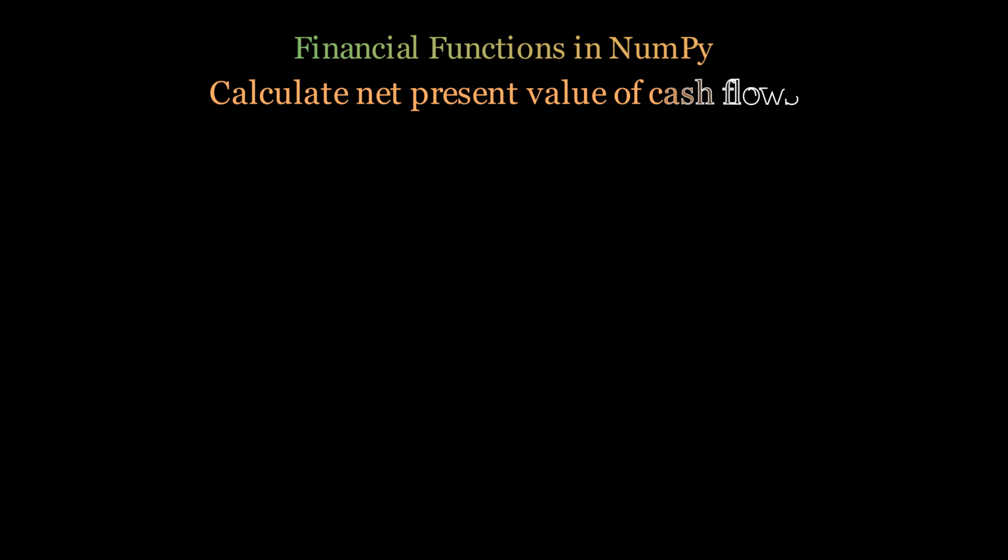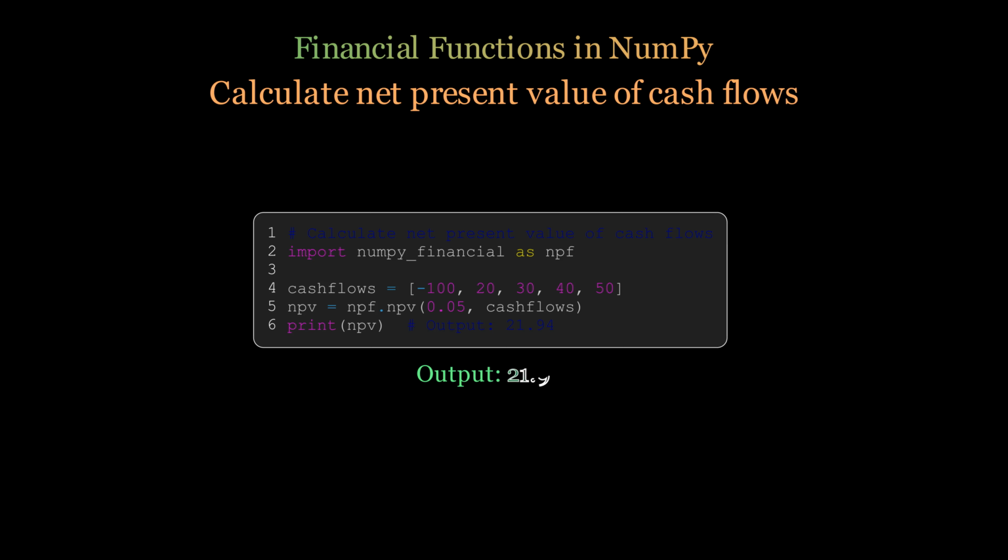NPV evaluates investment profitability by discounting all future cash flows. Our example spends $100 initially, then receives $20, $30, $40, $50 over 4 years. At a 5% discount rate, the NPV is $21.94, a good investment since it's positive.